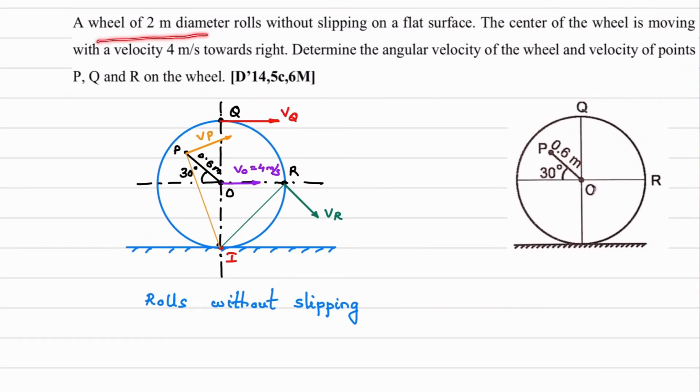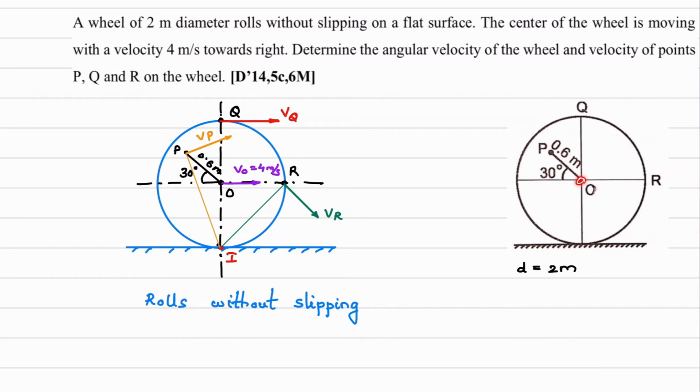A wheel of 2 meter diameter. So here the wheel is there whose diameter D is equal to 2 meters. It rolls without slipping on a flat surface. Now when the wheel rolls without slipping, the ICR location will be at the point of contact. So here you can see I have marked ICR location I. The center of the wheel is moving with a velocity of 4 meter per second towards right.